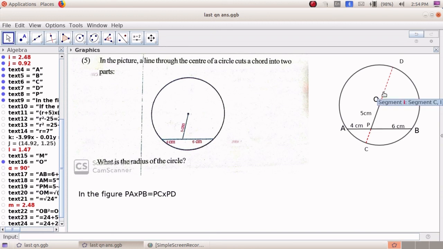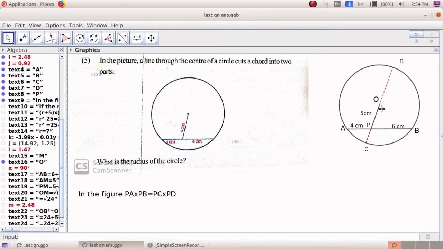Now, PA and PB are known. Let us substitute them by 4 and 6. Now, what about PC? PC means this much distance, and PD is P to D. We don't know the radius of the circle. We know the length OP is 5 cm. If we suppose the radius is R, PD will be R plus 5.